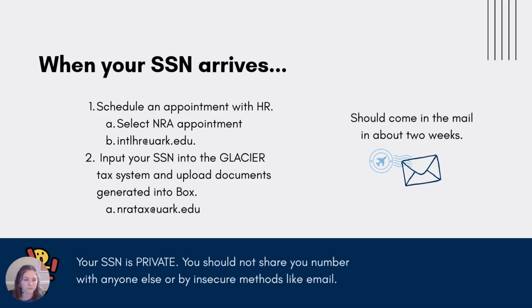Okay, so you have your social security number, and now there's two main things that you'll need to do with it once you have it in hand. The first will be to schedule an appointment with HR so that you can finish filling out your I-9 form. You will select an NRA appointment. That's the kind of appointment you'll want to have.